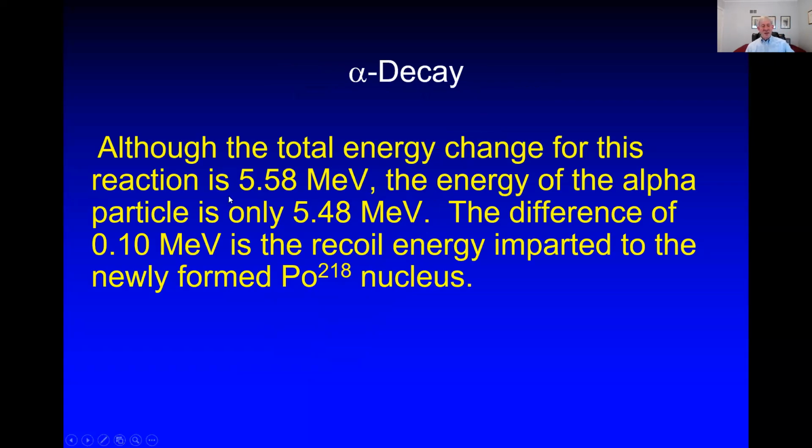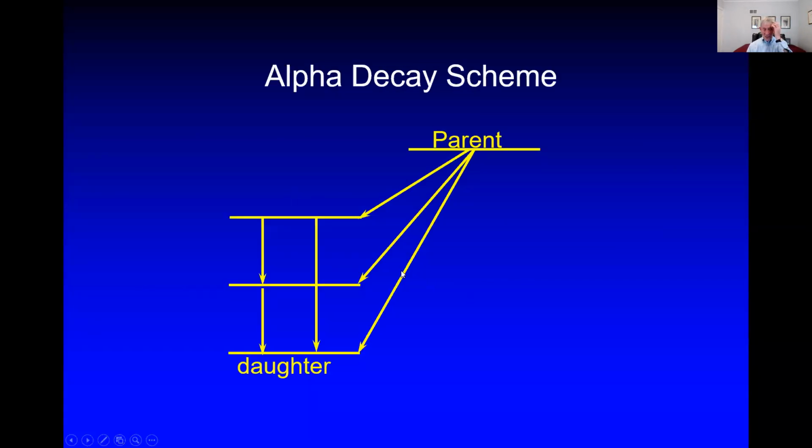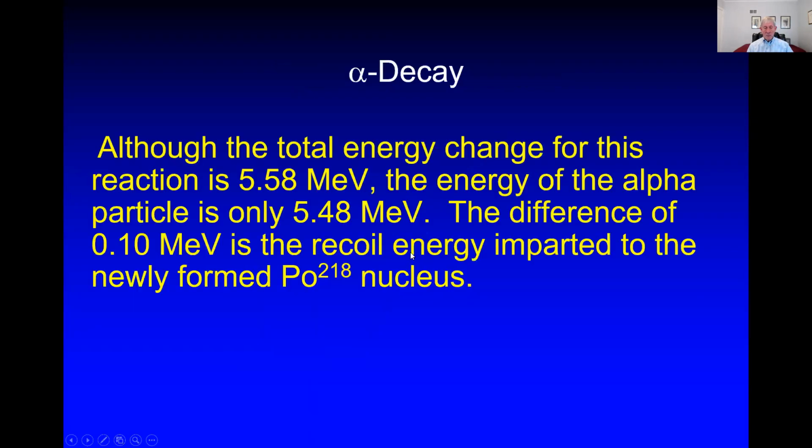Now, let's say that this alpha right here, the big one, had 5.58 MeV. The energy of the alpha particle that we're going to measure is a lower value. And why is that? That's because there is something called recoil energy. And in this case, the recoil energy is not insignificant. It's 1/10 of an MeV. And so the particles that are traveling away have a little bit lower energy.